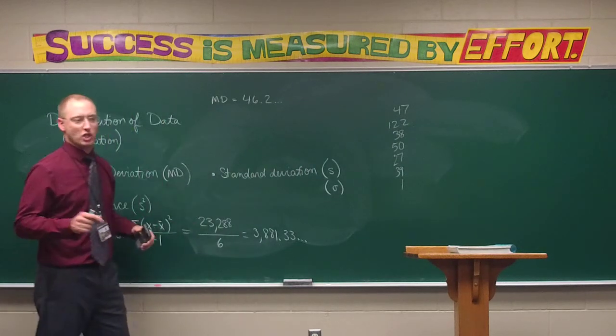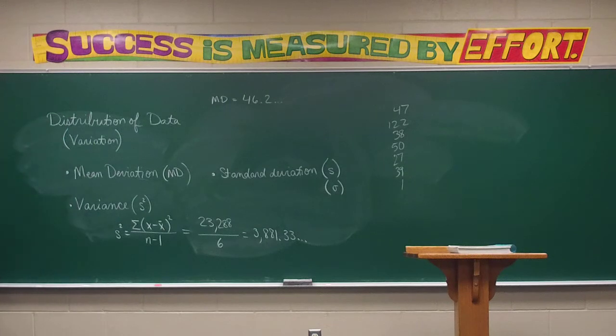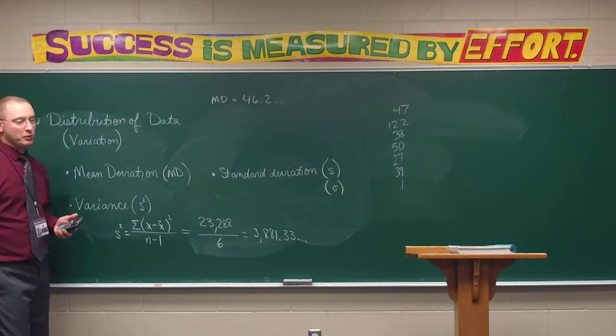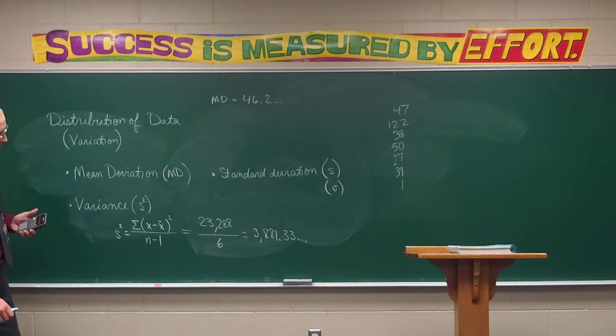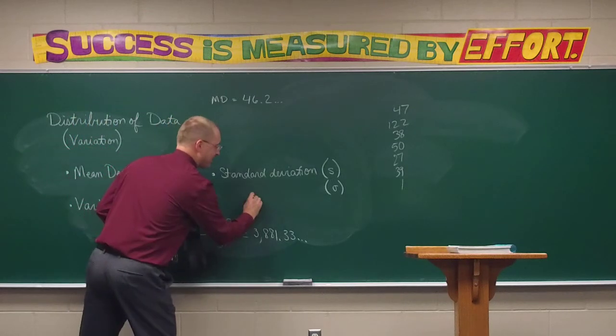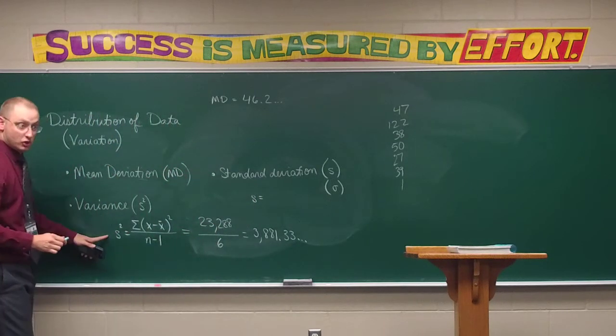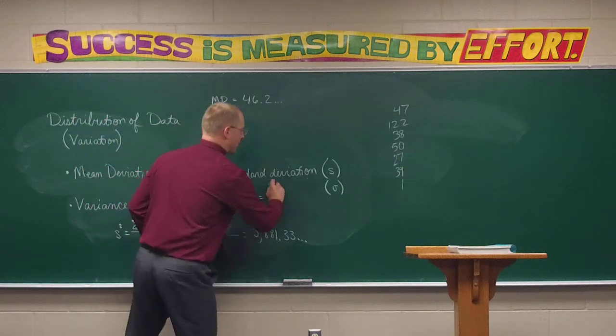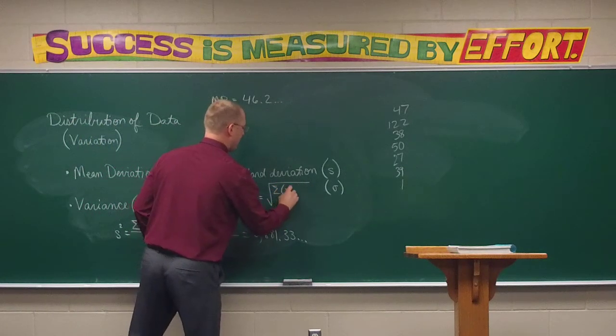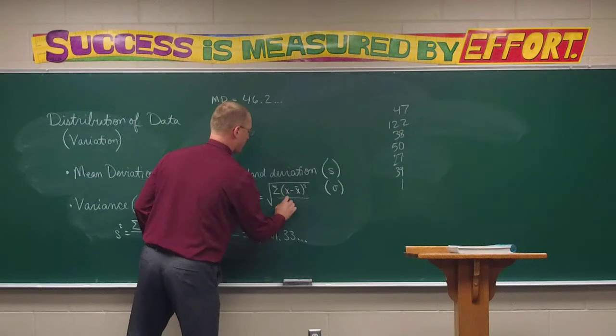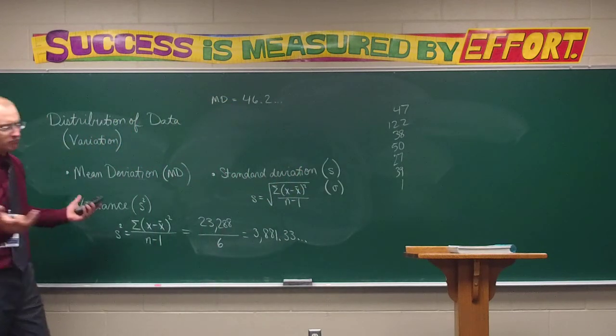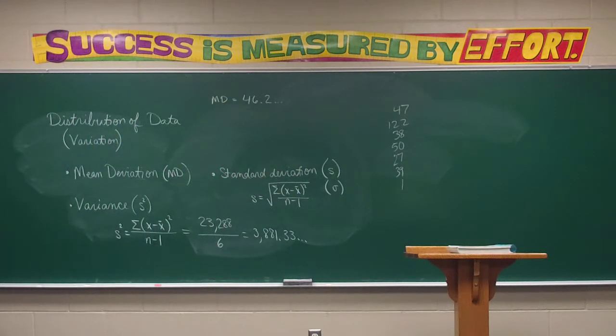Standard deviation is defined as the square root of variance. Know that definition. What would the formula look like? Well, obviously, S, not S squared, would equal the square root of the sum of x minus x bar squared all over n minus 1. Of course that's the formula, because it's the square root of the variance.